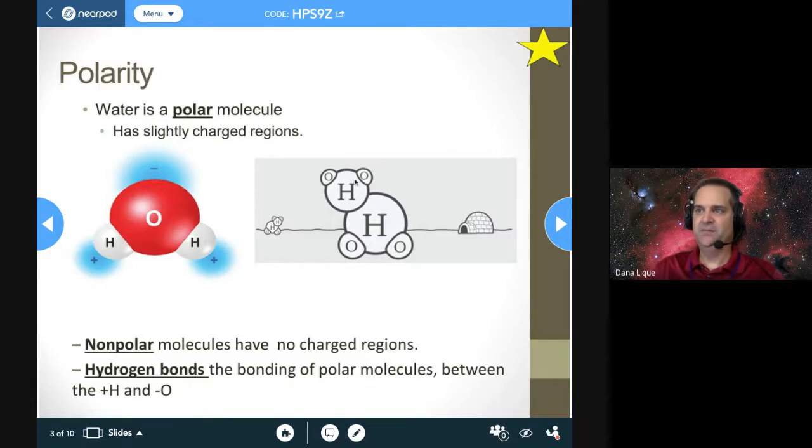Okay, so that kind of gives it a lot of the properties we're going to talk about today, as opposed to something that's non-polar. So something that's non-polar would not have these charged regions. Something like oil, for example, is nonpolar. So polar and nonpolar molecules do not mix together. Like water and oil, you can throw them in a container, shake it up, it's not going to mix together. It's always going to separate. Okay. And then those specific terms for the bonds between water molecules, we call those hydrogen bonds, between the positive hydrogen and the negative oxygen.